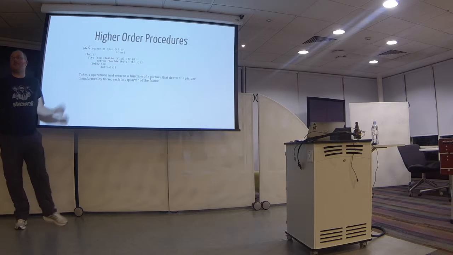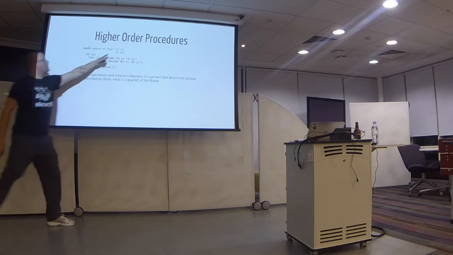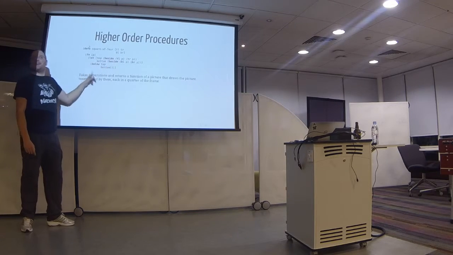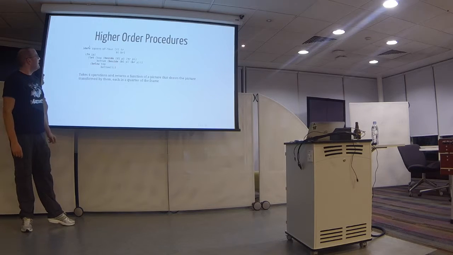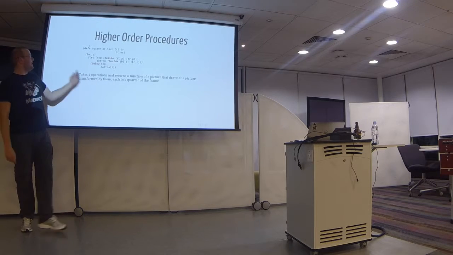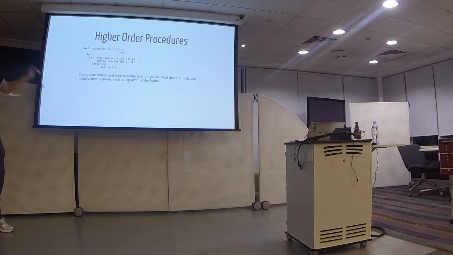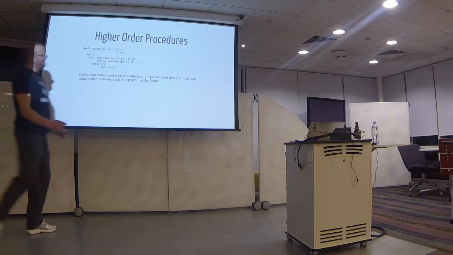Yeah, so it's that Clojure idea again, because each of these will transform a picture, right? And together they return something that transforms a picture. So 4 operations, oh there you go, I even wrote it: 4 operations returns a function of a picture that draws the picture transformed by them, each in a quarter of the frame. I'm not so sure I'm happy with that prose.